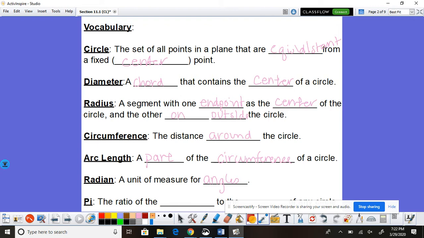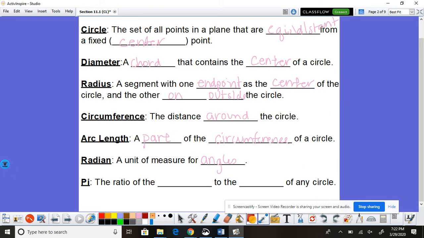Pi, something you may not know. Not what you eat. It's the ratio of the circumference to the diameter of any circle. So pi is simply the circumference divided by the diameter of any circle.